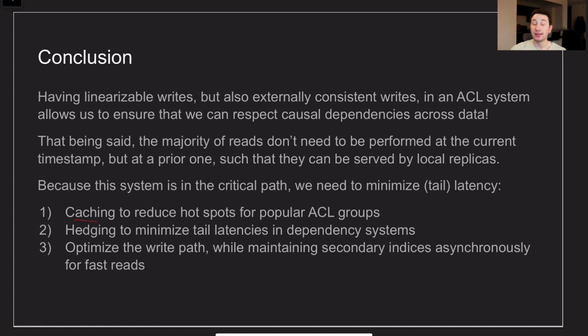Number two is going to be request hedging for external systems to help you deal with very long tail latencies. Sometimes things just go wrong, and sending another request can fix them a little bit faster. And then finally, using normalized data while having asynchronous secondary indexes, so basically doing change data capture, allows us to optimize the write path while still being able to serve a lot of reads fairly fast.